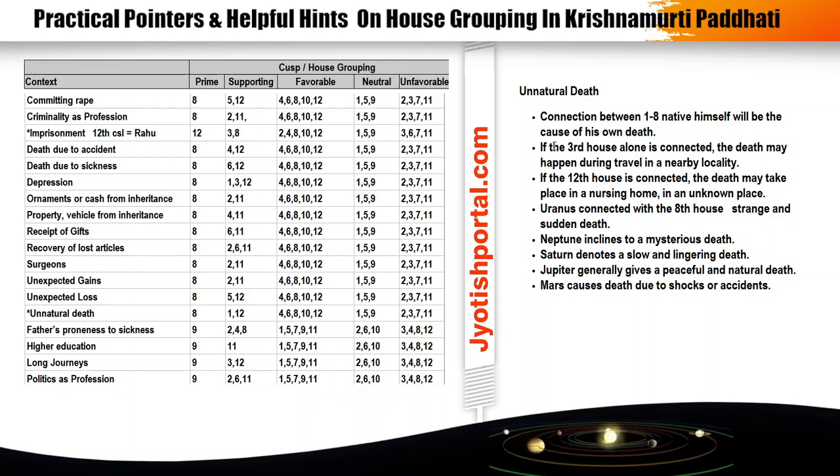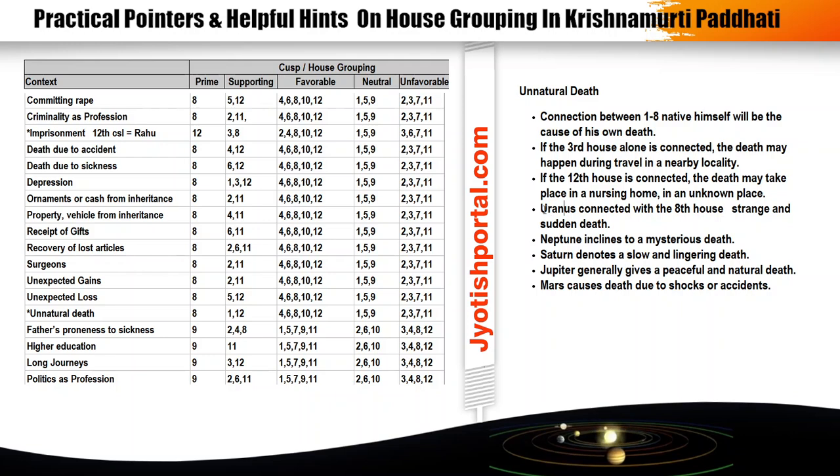And then again some more rules are given, and if you go through these rules, then you can make it out logically. This is one good thing about Krishnamurti Paddhati, that once you get the hang of it, then you can build the rest of the interpretation for other houses. So if the third house alone is connected, the death may happen during travel in a nearby locality. And you can easily infer that if the 12th house is involved, then it is going to be in some unknown place.